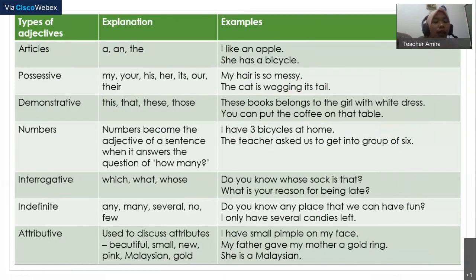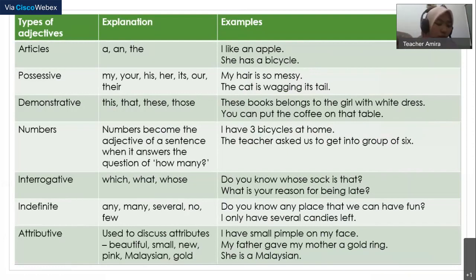So now the first one is articles. Do you know that articles are adjectives? I didn't know that articles were adjectives before. After a few years of studying in secondary school, I then knew that articles are actually adjectives. Why? Because articles describe the noun. What are articles? Articles are the words a, an, and the.